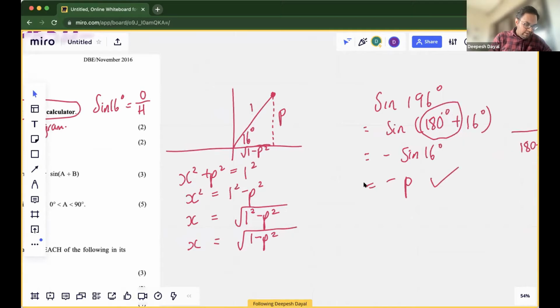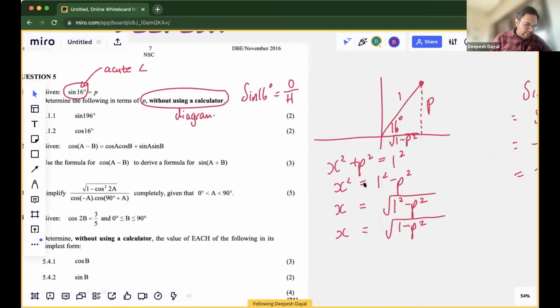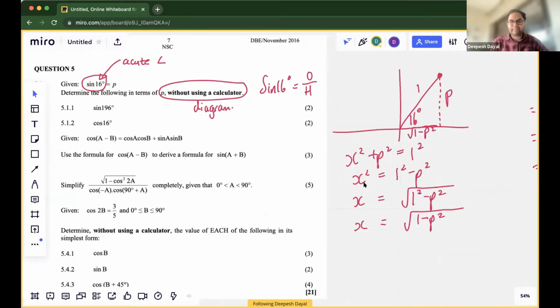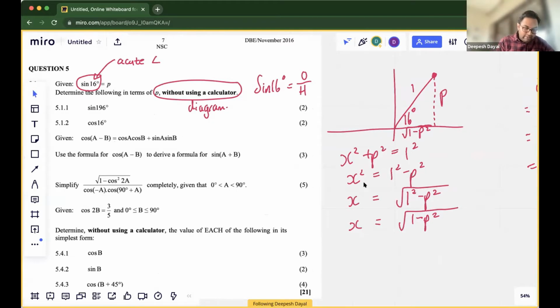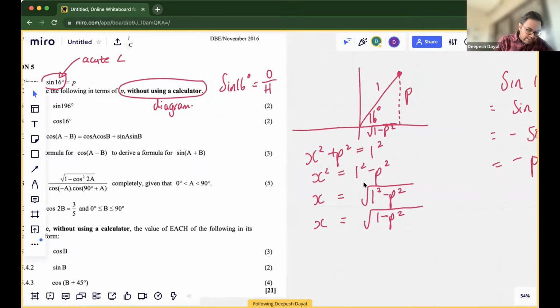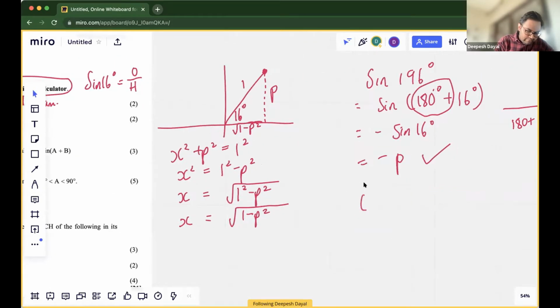Okay, what about the next one? Cos 16 degrees. What is cos 16 degrees? It's a simple one, because we simply look at our diagram. I know it's going to be very difficult to type it in the chat because you have a square root, but cos 16 degrees, remember, is adjacent over hypotenuse. So it's simply going to be the square root of 1 minus p squared. And the hypotenuse is just 1, so it's the square root of 1 minus p squared.